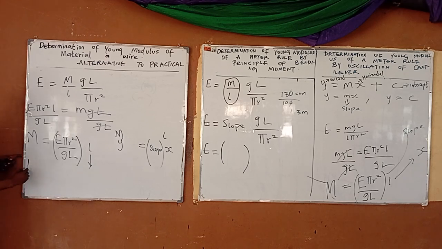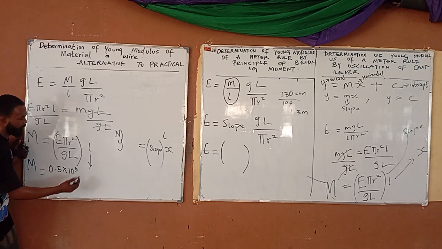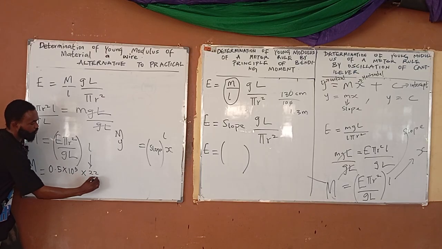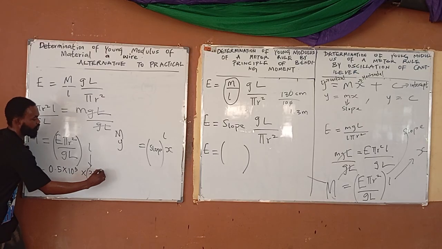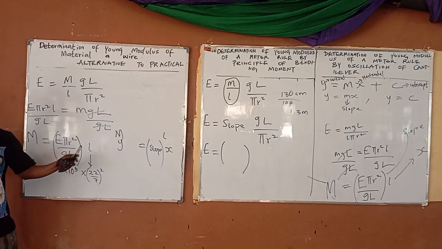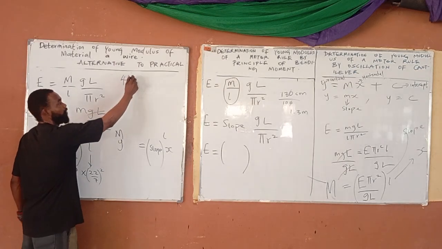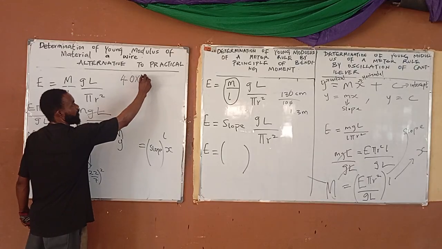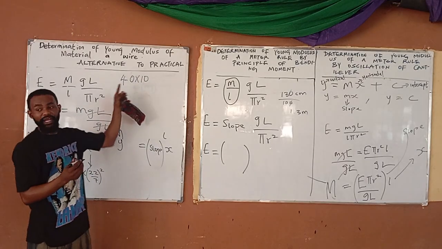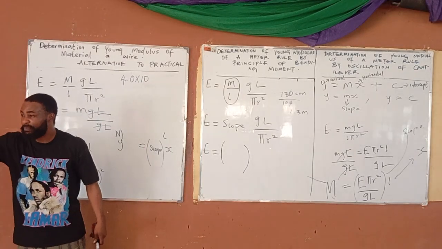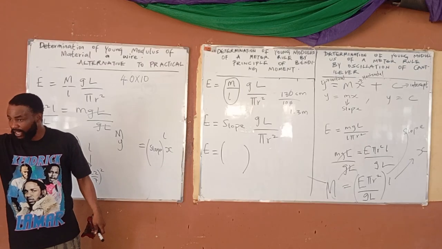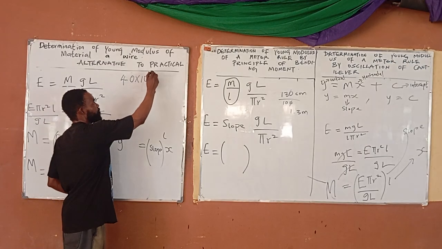So if that be the case, let's find the mass here. M will be equal to E, which is 0.5 times 10 raised to the power 9. If you want to use 0.33, no problem. Then times 22 over 7 raised to the power 2. They gave us the diameter, which is 4.0 plus or minus 0.2. Leave that plus or minus 0.2, it only means the error. When calculating, times 10 raised to the power minus 4.